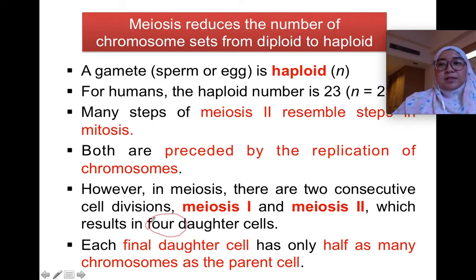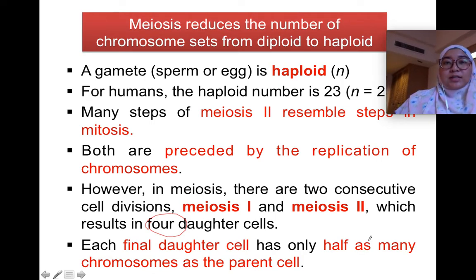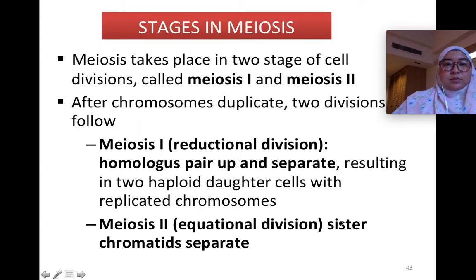And each of those cells is N. It doesn't have 2N, only N. Each final daughter cell has only half as many chromosomes as the parents. Because of this, meiosis only occurs at the gametes, which are the sperms and eggs. Okay, let's move on. I already explained this yesterday.